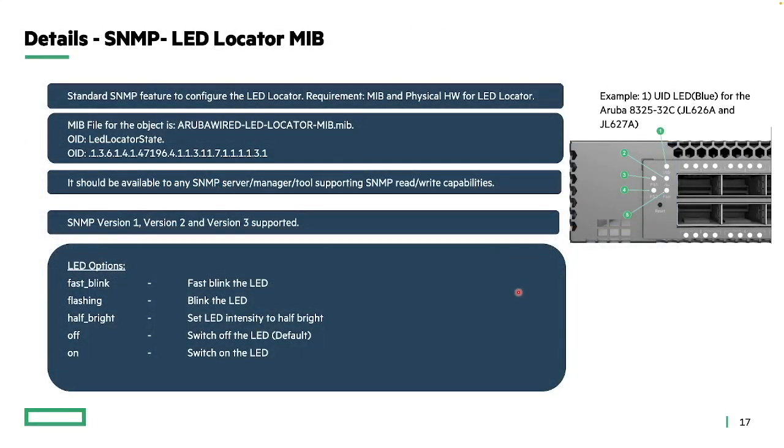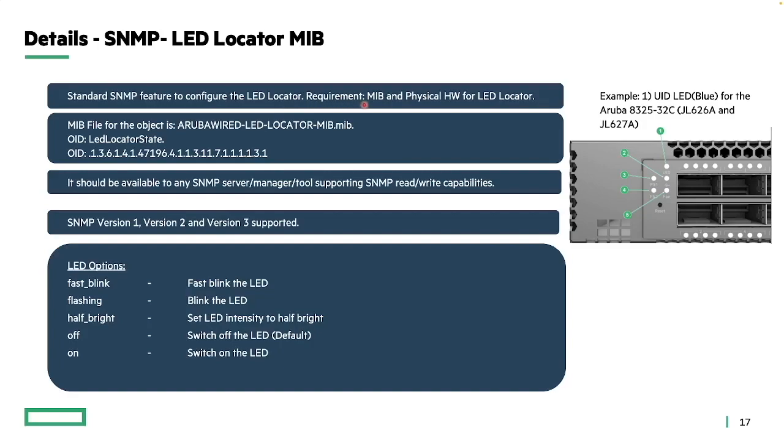SNMP LED locator MIB, this is also very important as we discussed in the use cases. As you see on the screen, almost all the switch models will have this UID locator indicator. I'm taking an example of Aruba 8325-32C and JL626A and 627A. You'll see that the UID LED, which blinks blue, is what this MIB is revolving around. It's a standard SNMP feature to configure the LED locator, right?